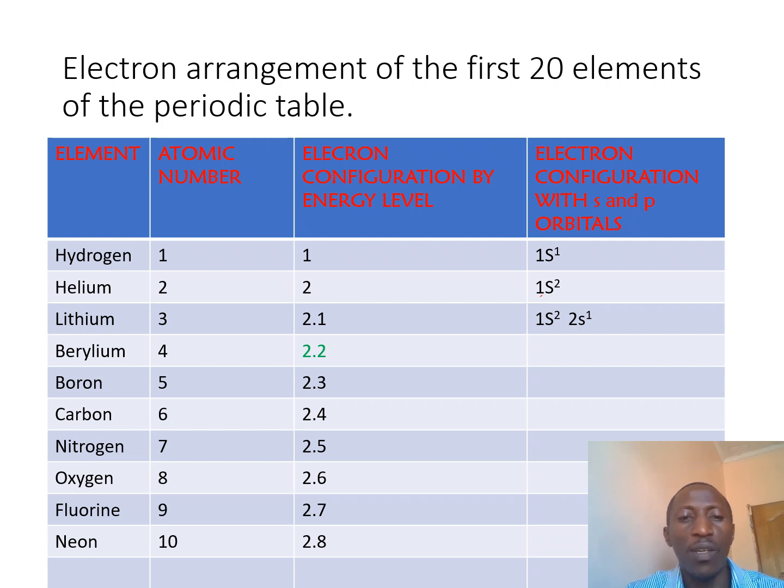Lithium, atomic number 3, will have the first 2 electrons in energy level number 1, so 1s2, and then 2s1.